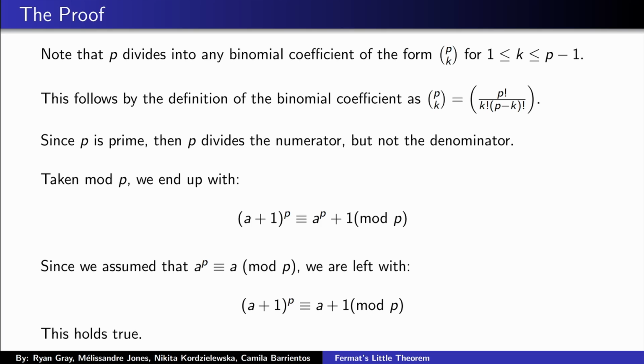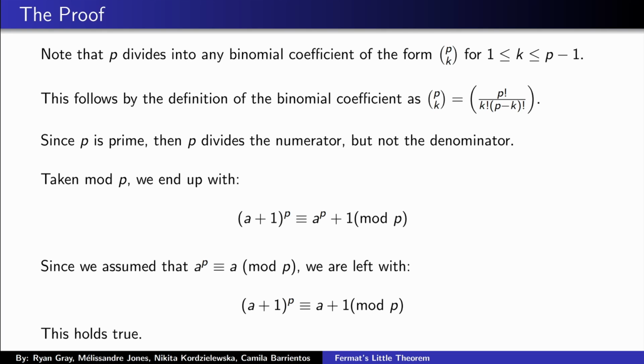Note that p divides any binomial coefficient in the form C(p,k) for 1 less than or equal to k less than or equal to p minus 1. And this follows by the definition of the binomial coefficient as C(p,k) equals p factorial over k factorial times (p minus k) factorial. Since p is prime, p divides the numerator but not the denominator.